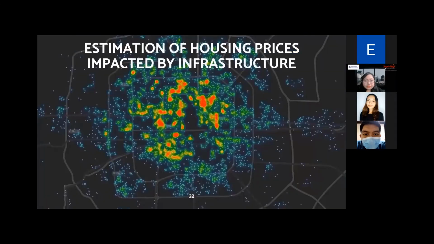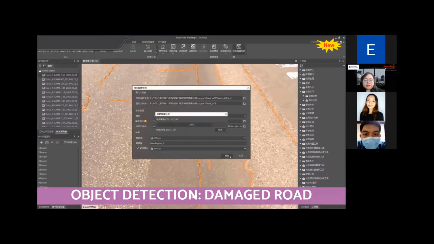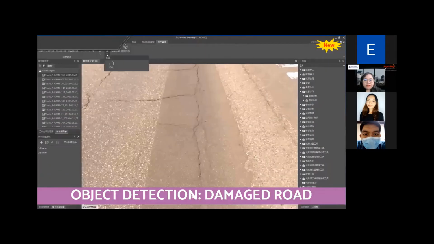Another sample is predicting the real estate price data in the city based on a forest regression model, with transportation, education, medical service, and other infrastructure based on space as variables. And also detecting damaged roads. We can see that with just a pure training model, we can automatically find the cracks on the road.